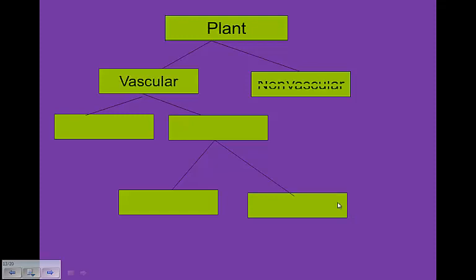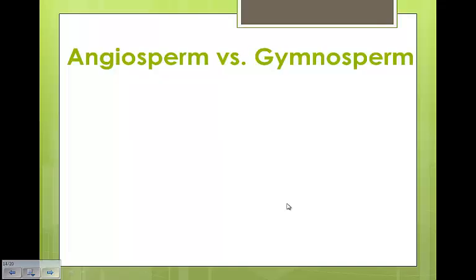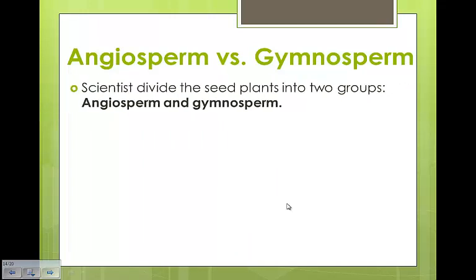All right, so here's the breakdown. Here's where we're at so far. We're at plants. We did vascular and non-vascular. The non-vascular, remember, don't have any roots or stems, and they have to be at or very near water. And then vascular plants, we can break down between gymnosperm and angiosperm. Well, we could break this down one more. Let's take a look at this, and then we'll revisit the angiosperm broken down between monocot and dicot. All right, so let's compare angiosperm versus gymnosperm.